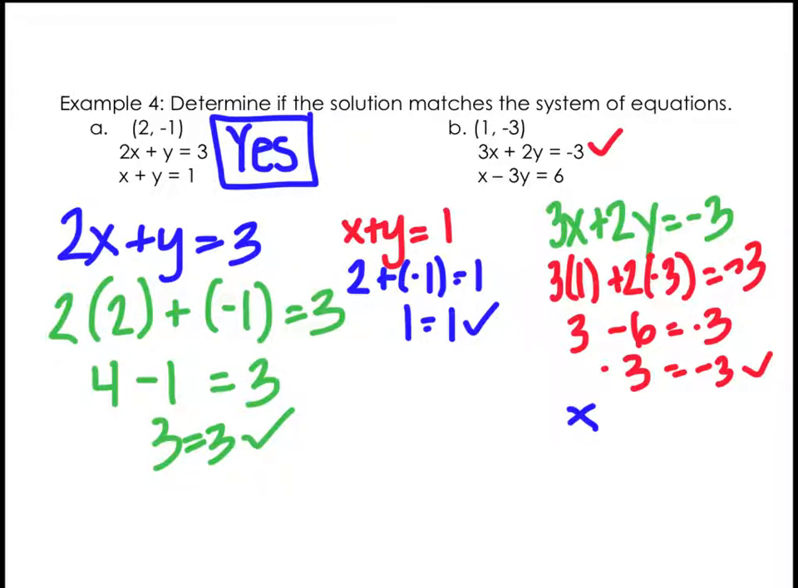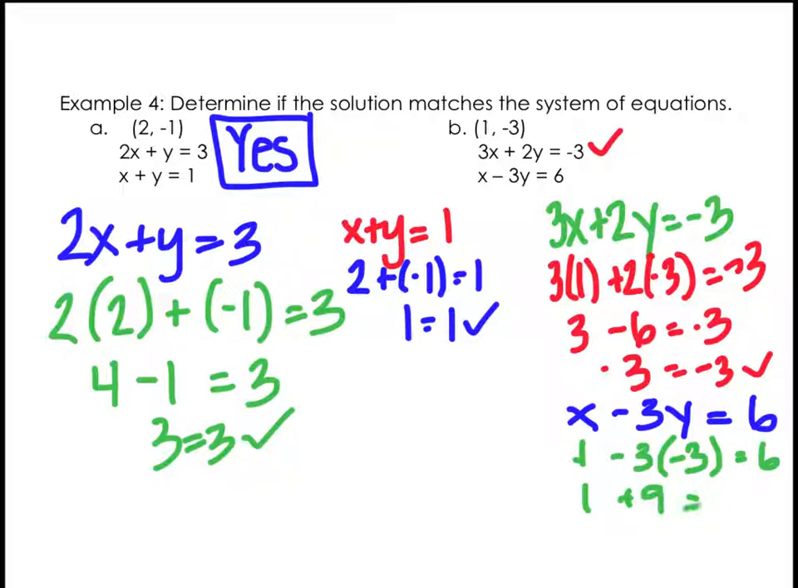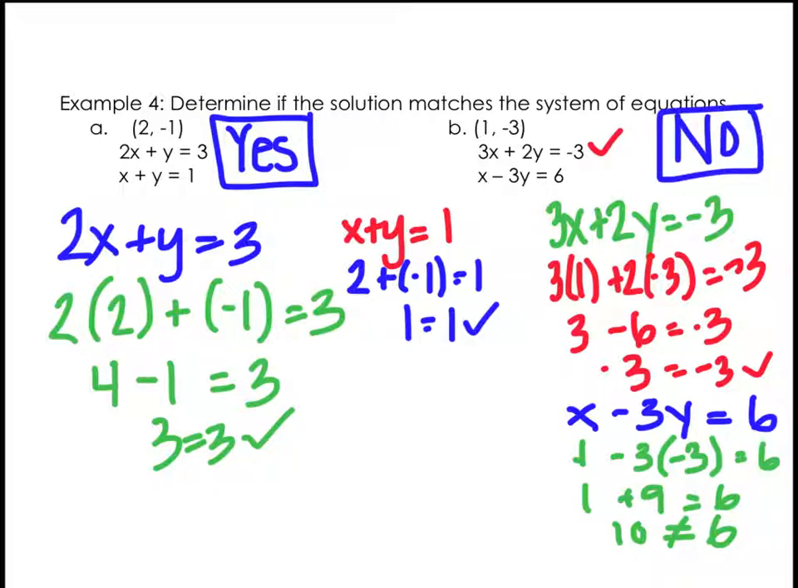So x minus 3y equals 6. Again, I'll plug in 1 for x and negative 3 for y. That gives me 1 plus 9 equals 6. 10 does not equal 6. So my final answer for this would be no. That is not the correct answer.